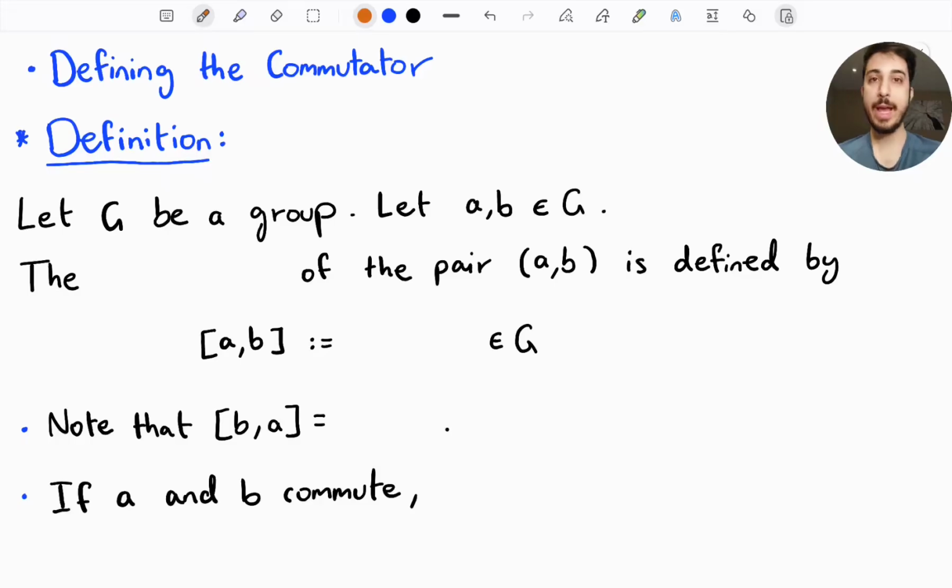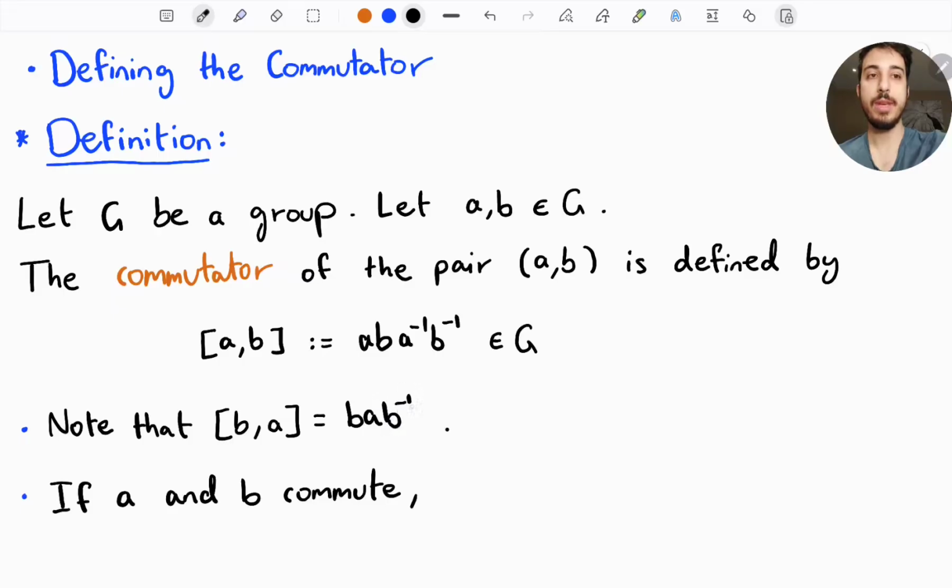Let G be a group and A and B two elements in G. The commutator of the pair A, B is defined to be the brackets [A, B], which is equal to A times B times the inverse of A times the inverse of B, which of course is an element in G. Note that if we reverse the order in which we write our elements, the definition will give us B times A times B inverse times A inverse. All you're doing is following the definition given to us.